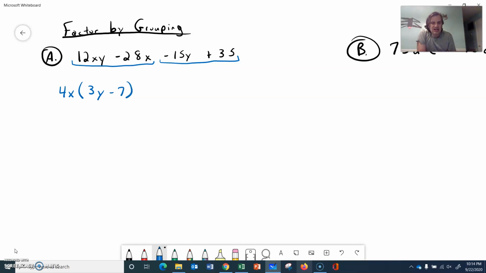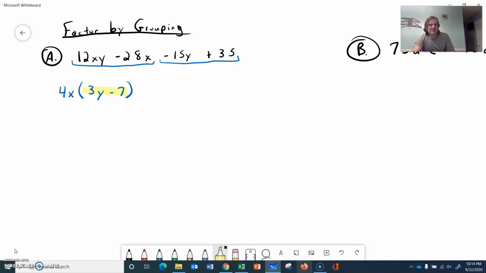Okay. And then I'm going to come to the second one, which is minus 15y plus 35. I'm going to ask myself if I can pull anything out of there. Now, part of the key to getting this to work is that whenever we pull something out, we want to be left with a 3y minus 7. So don't force that, but you do want to work toward it. You don't want to make a problem go in a direction that it shouldn't.